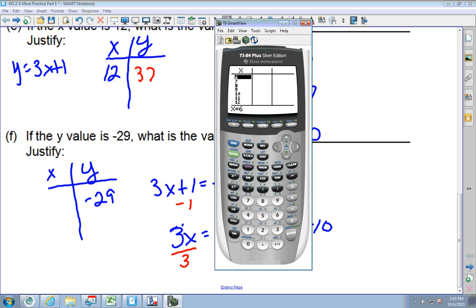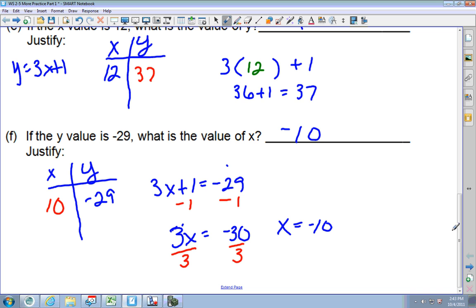So let me see here. Let me go over. Uh-oh, what did I do here? Oh, I erased it all. I've got to have 3x plus 1. And I've got second graph. So let's see here. I'm going to go back and go up to try and find where it's negative 29. Y is negative 29, X is 10. So my answer is correct, and you can use the calculator for that.